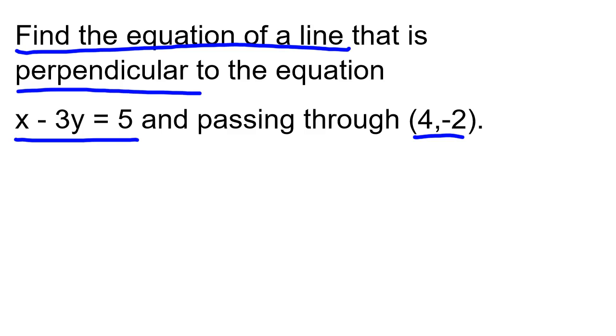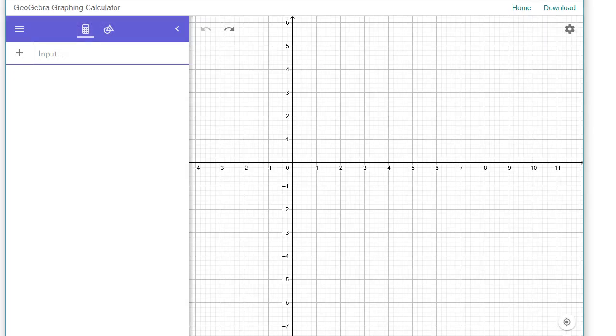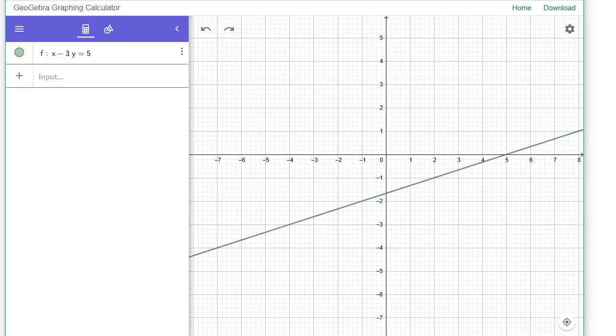So the thing I like to do before I even go to any algebra is I like to graph it to see what's going on. And I have the equation already plugged in here, so I'll put that in there, and there it is. So x minus 3y equals 5. That's this green line here, and that gives you an idea of what we're looking at. So that is the line. That's all the points that satisfy that equation. Okay. What about the point? So we'll just plug that into the input. So (4, -2), there it is.